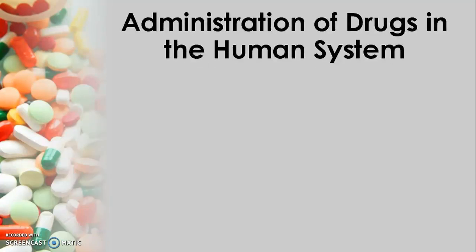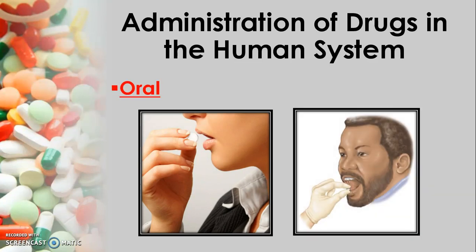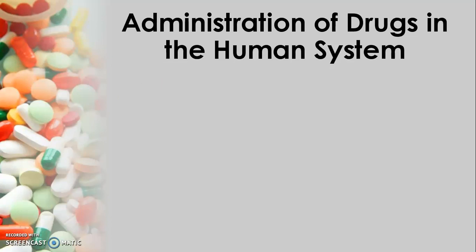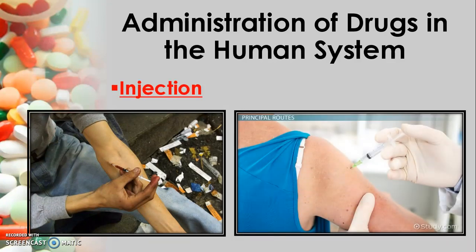Administration of drugs in the human system. First, we have oral administration. This is the administration through the mouth, which is the safest, most convenient and economical route. Next is injection. This form of drug administration offers a faster response than the oral method. This makes use of a needle or other device to deliver the drugs directly into the body tissues and blood circulation.